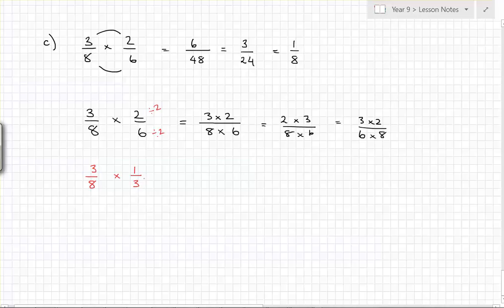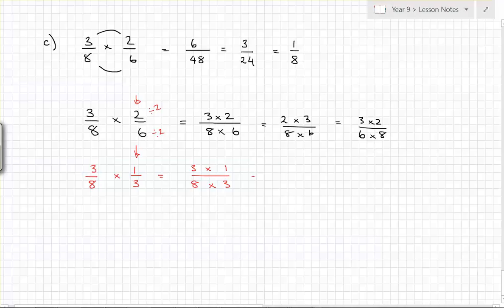Now here's the trick that we were talking about before. I'm going to carry on from this stage, because I've already done a little bit of simplifying here. I've simplified this fraction and it's now that fraction. So it's still the same problem, but it's made simpler. The numbers are simpler. This fraction and this fraction are the same in value. What I'm going to do is write it like this: 3 times 1 over 8 times 3.